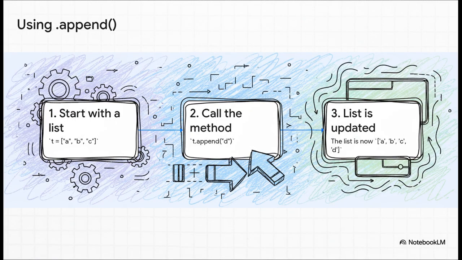Let's just take a quick look at append in action, because you're going to use this one constantly. It's a simple 3-step process. 1, you start with your list, here it's T. 2, you just call the dot append method right on that list and give it the new item, D. And 3, that's it. The list itself has been changed. It's a super direct and efficient way to make your list grow.